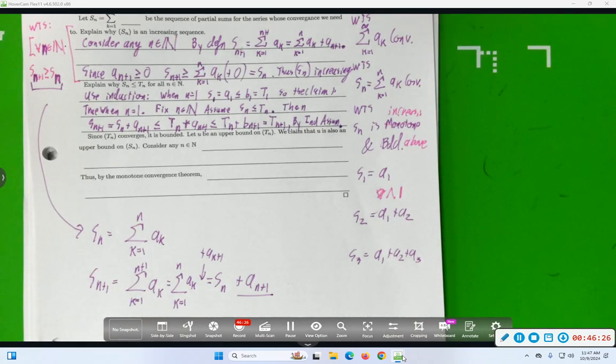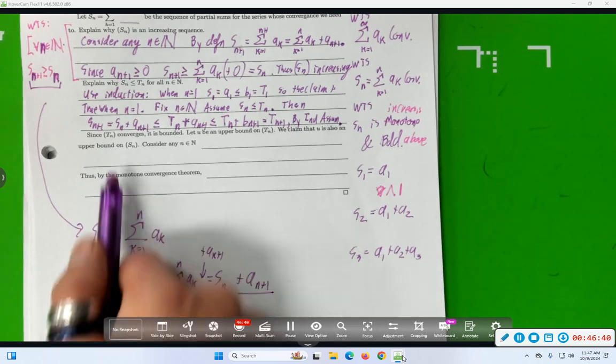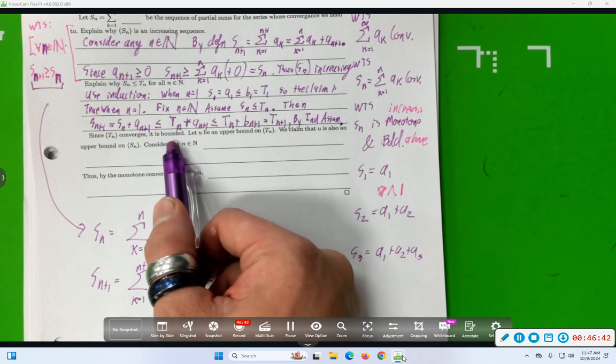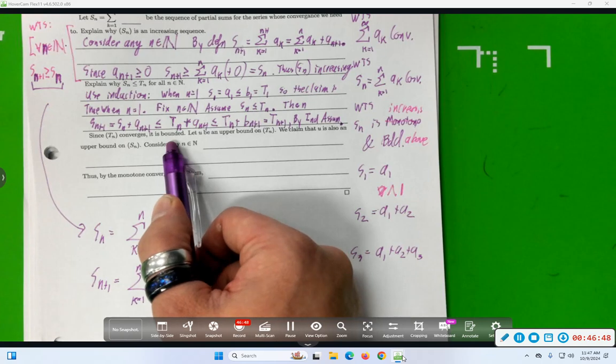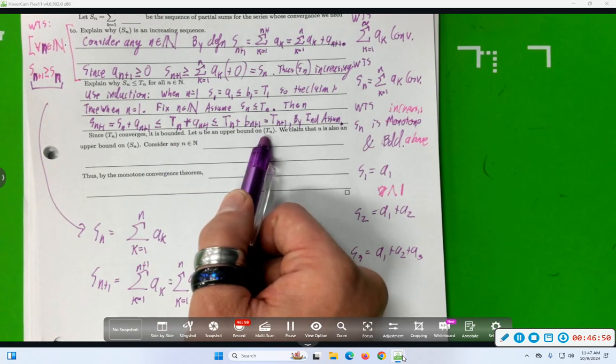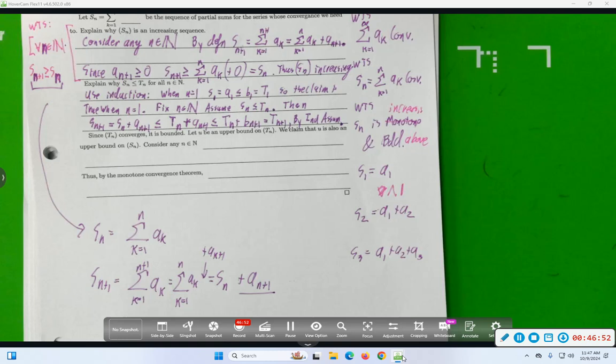Cool. So, Sn is bounded above by Tn, but Tn isn't a constant, so this doesn't count as bounded above yet. I need it to be bounded above by a number, not another sequence. I know that Tn converges, and every convergent sequence is bounded. Right, we proved that a while ago. Let's let U be an upper bound on Tn. I claim that U is also an upper bound on Sn, and let's show why.